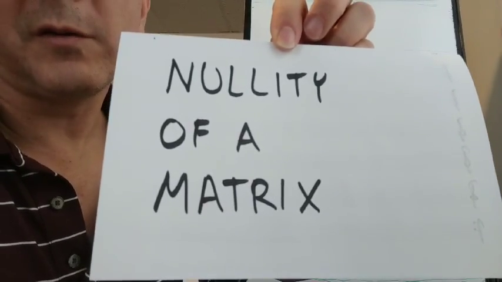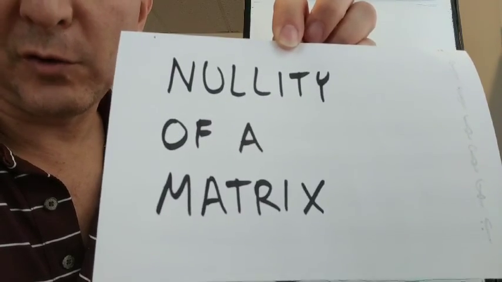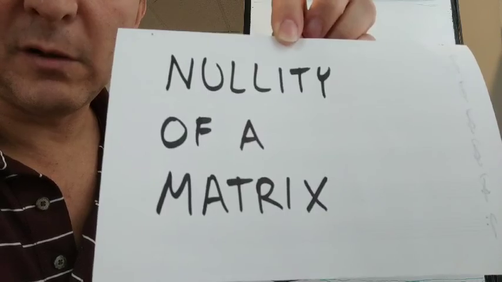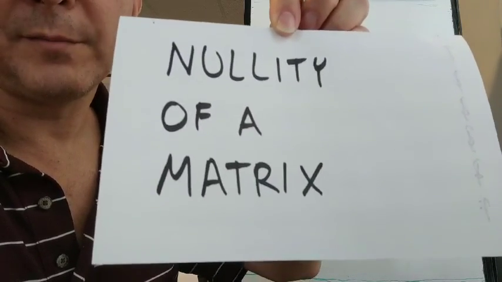An important vector space related to a matrix A is the space of all solutions to the system of equations AX equals 0. That's called the null space of the matrix A. Nullity is the dimension of that space.